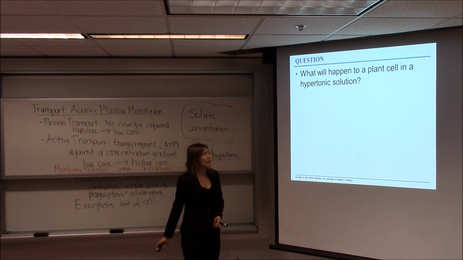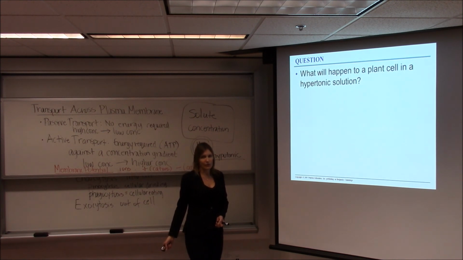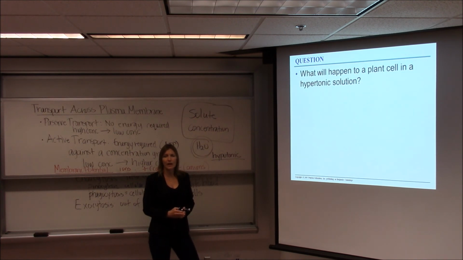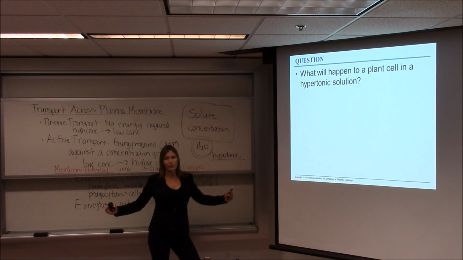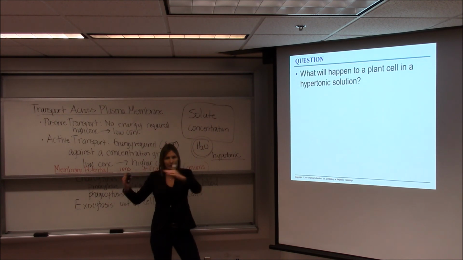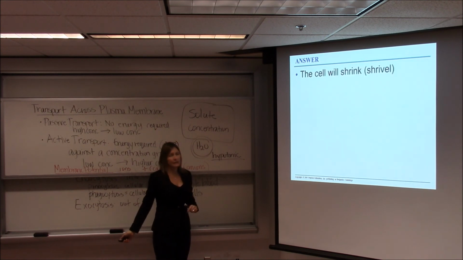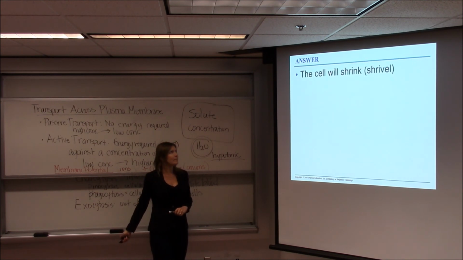What will happen to a plant cell in a hypertonic solution? So that's the opposite. That's where the solute concentration is higher outside the cell. And remember, water is going to move toward where solute concentration is higher. Water is going to move out of the cell, and in this case, both plant and animal cells will react the same. They will both shrink. So the cell will shrink or shrivel over time.